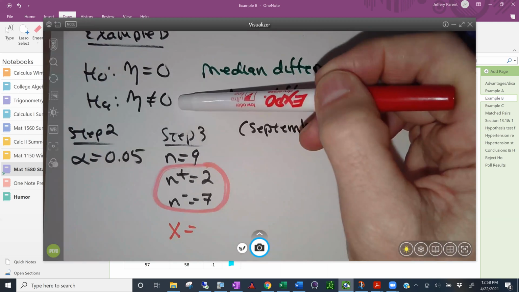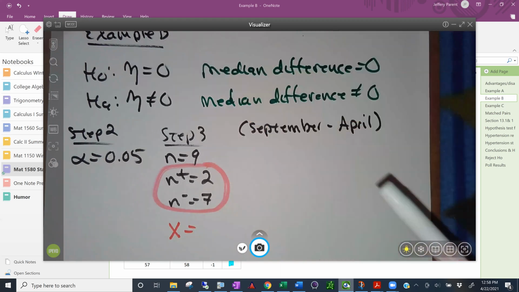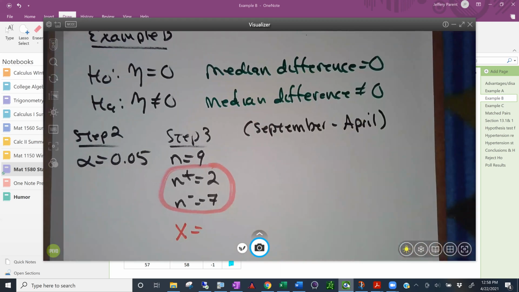And here I'm using eta to represent my median. Other books do different things. That's okay.